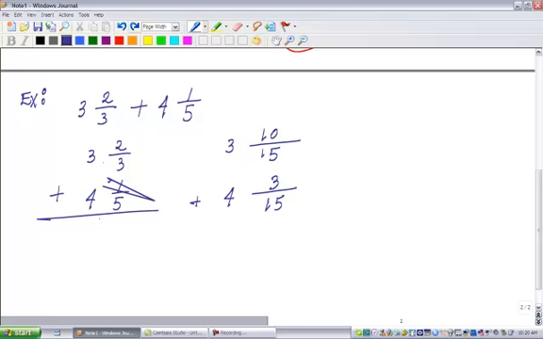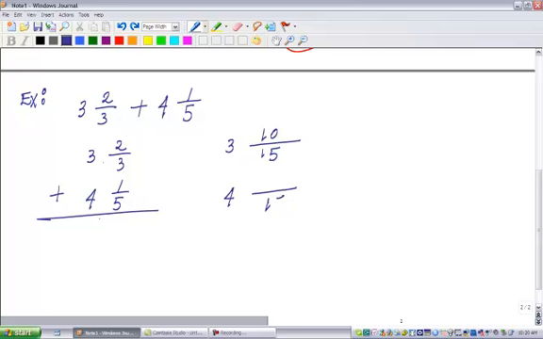Was that 3 over 15? Yeah, so I had 1/5. Okay, so basically I had 1/5. I want the denominator of 2/3 and 1/5 the same, so I want them to be 15.